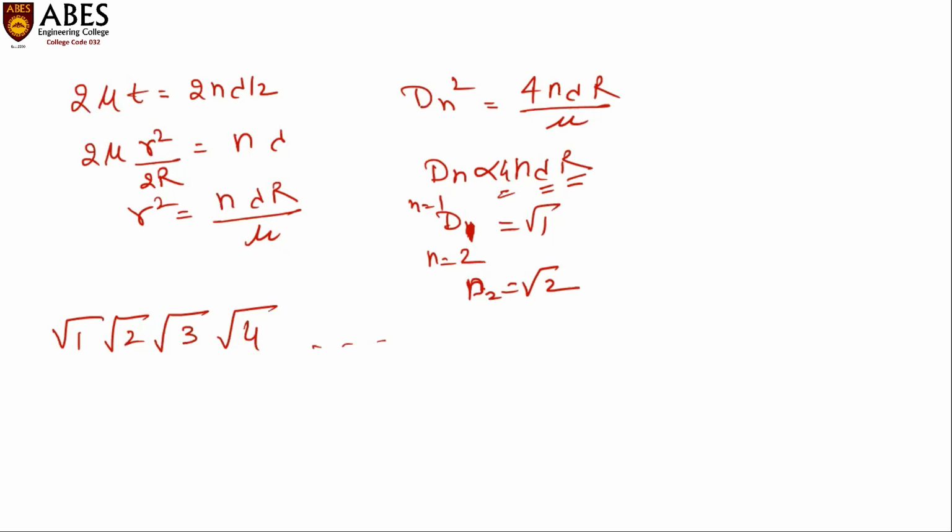For the bright ring, we write it as the square root of odd natural numbers. The only difference is that for the bright ring we find root 1, root 3, root 5, and so on, meaning odd natural numbers. Here we find root 1, root 2, root 3, and so on, all natural numbers. So we can write it as proportional to the square root of natural numbers.